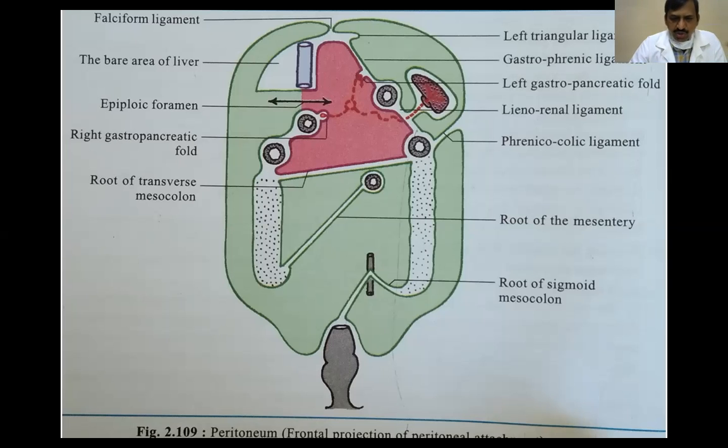Then Morrison's pouch is connected with the pelvic cavity. Like that, there is a chance for spreading of all this infected material throughout the peritoneum, and it produces a clinical condition called generalized peritonitis. That is the danger with perforation of a gastric ulcer or a duodenal ulcer, due to ulcer development or taking some corrosive substance. That is the problem.